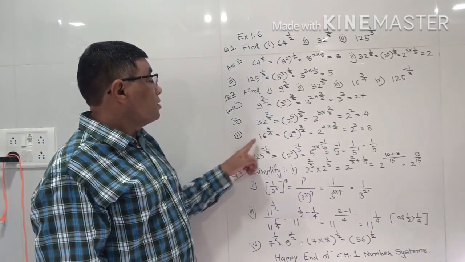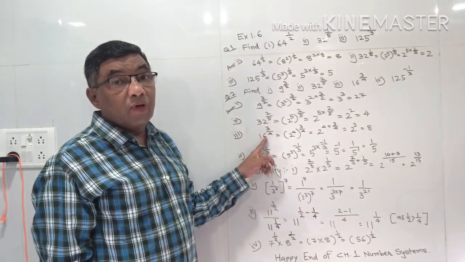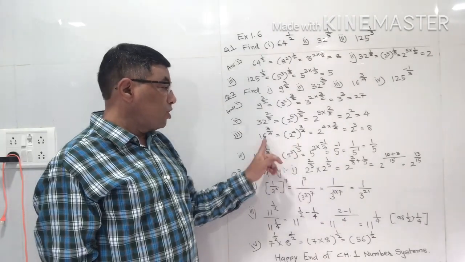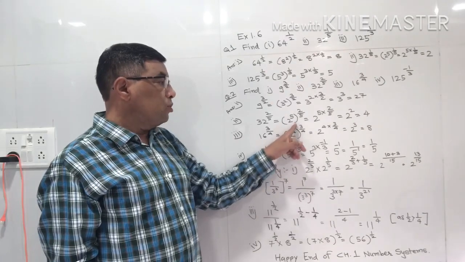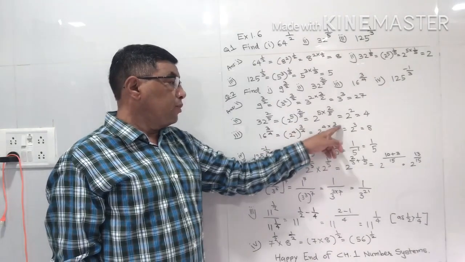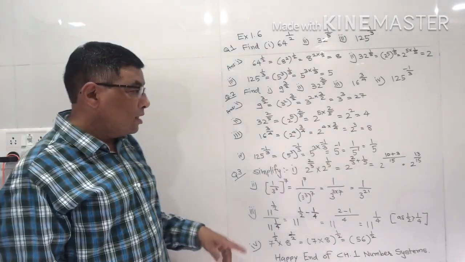Then the third one, 16 raised to 3 by 4. So once again we try to write 16 as a 4th power. So 2 raised to 4 is equal to 16. So in place of 16 we write 2 raised to 4, and the whole raised to 3 by 4. Then 2 raised to 4 into 3 by 4, the 4s cancel, and 2 raised to 3, which is equal to 8, is the answer.